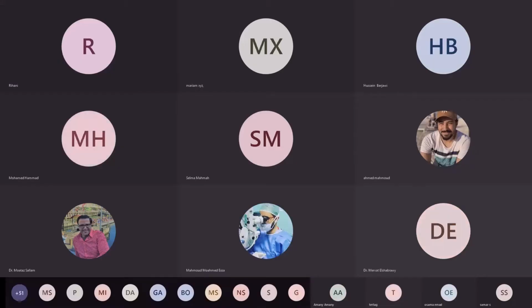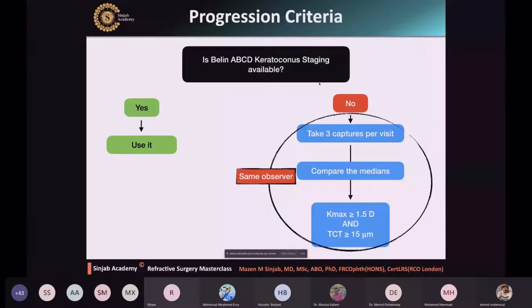ABCD keratoconus staging is much more accurate. But if you don't have it, then you have to depend on these 2 criteria, putting in mind same observer, same technician taking their captures, and take 3 captures per visit. Do not depend on only 1 capture.